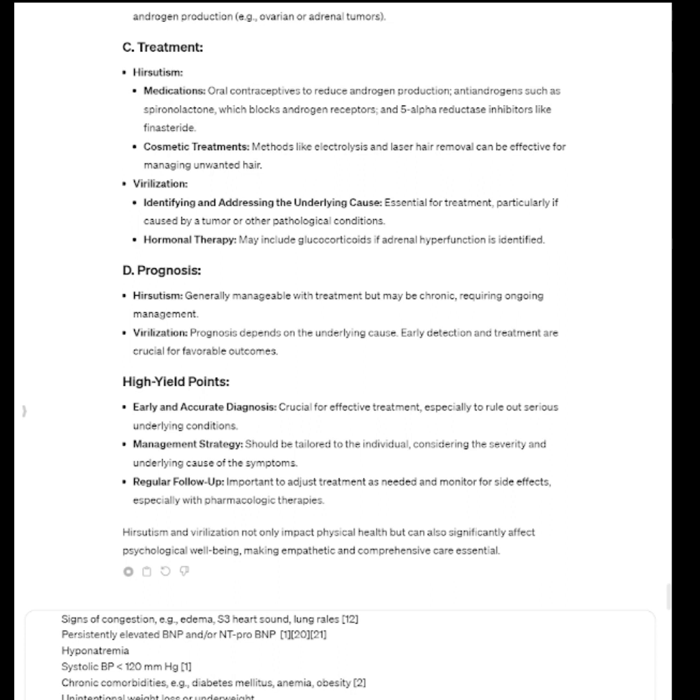Hirsutism and virilization not only impact physical health, but can also significantly affect psychological well-being, making empathetic and comprehensive care essential.